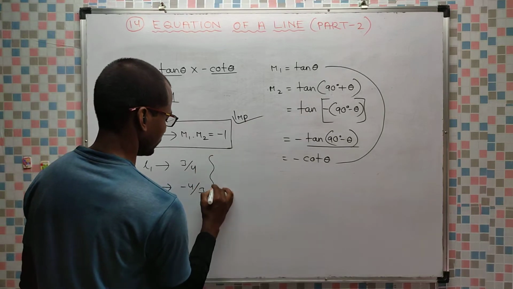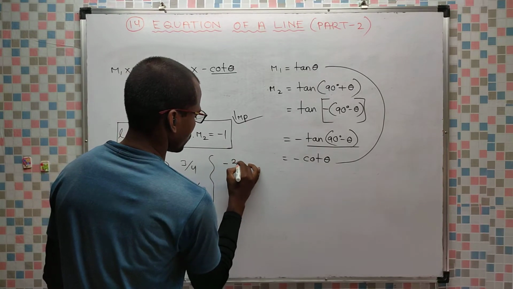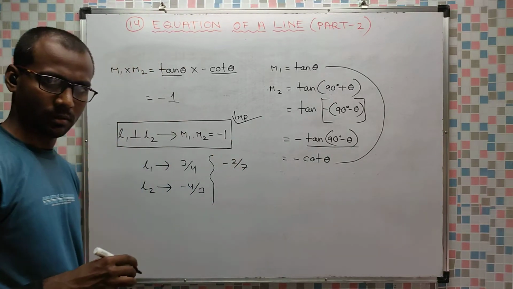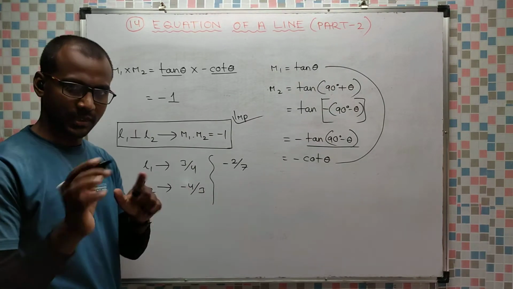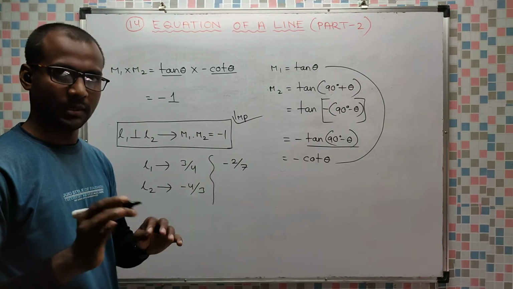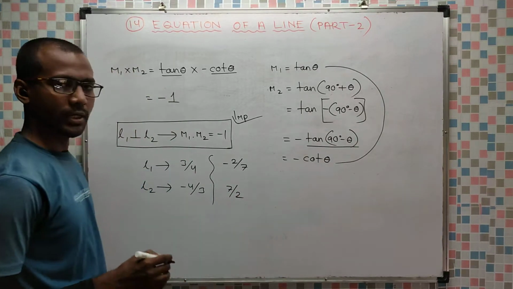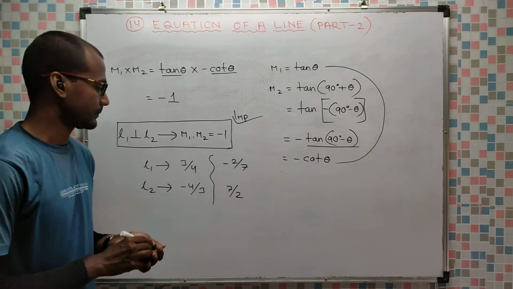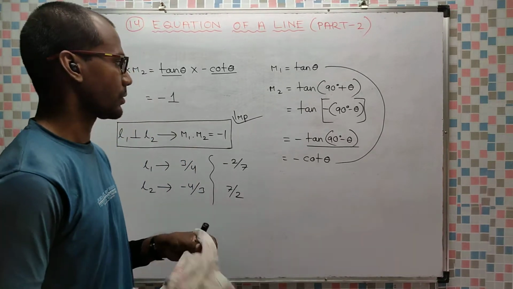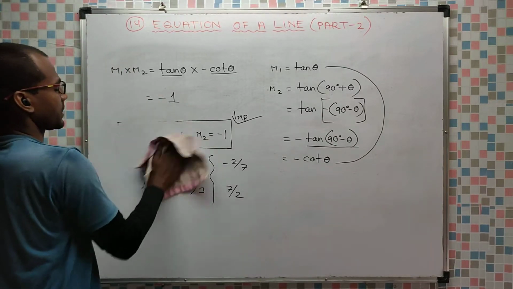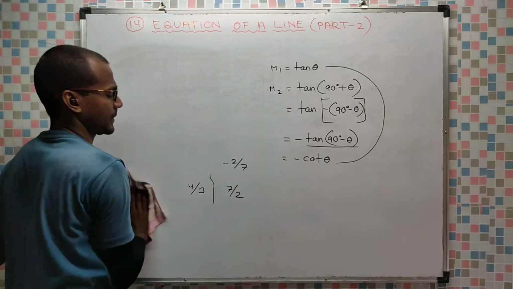Similarly, if the slope of line L1 is minus 2 by 7, the slope of L2 will be: change the sign, so minus will become plus, and take the reciprocal, meaning 7 by 2. Very simple. Change the sign, take the reciprocal. Two things you have to do. So this is about parallel lines and perpendicular lines.